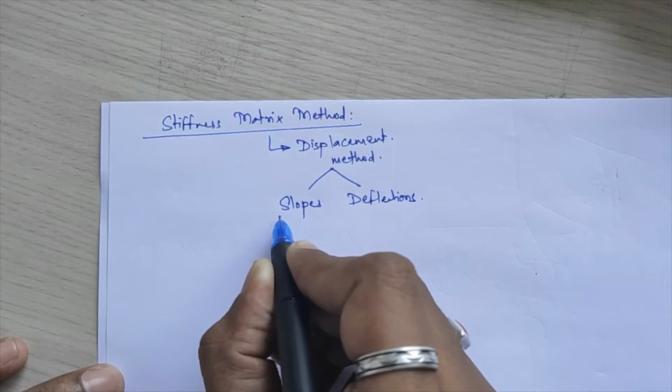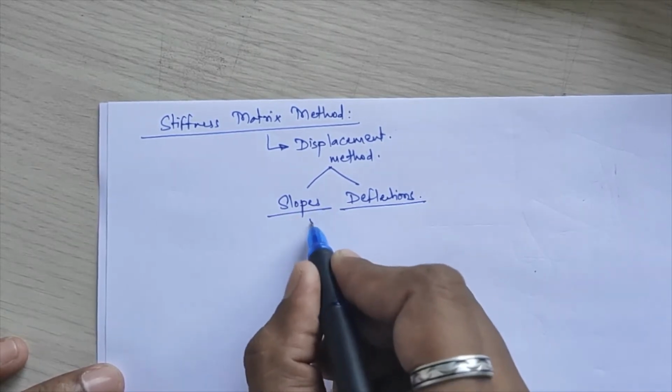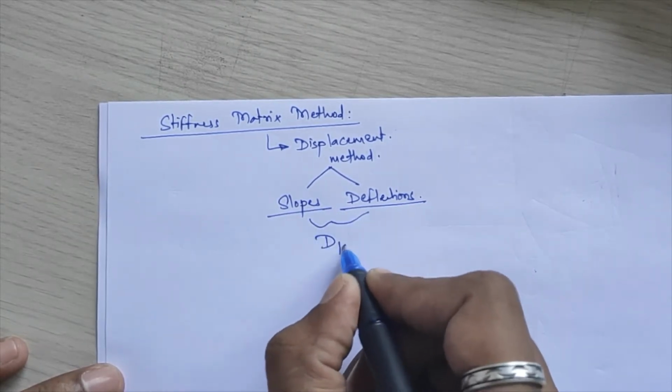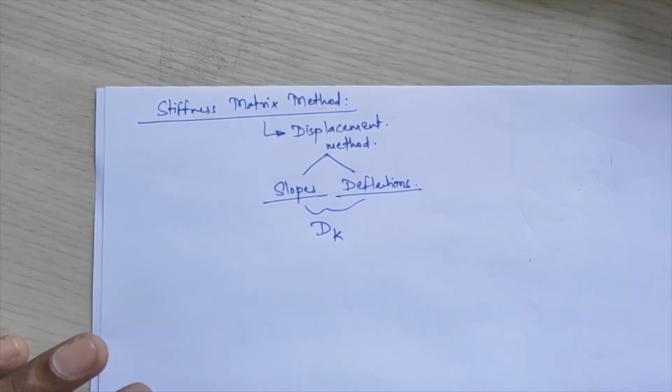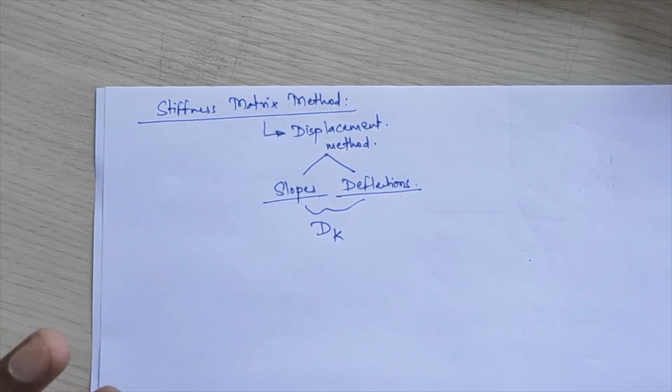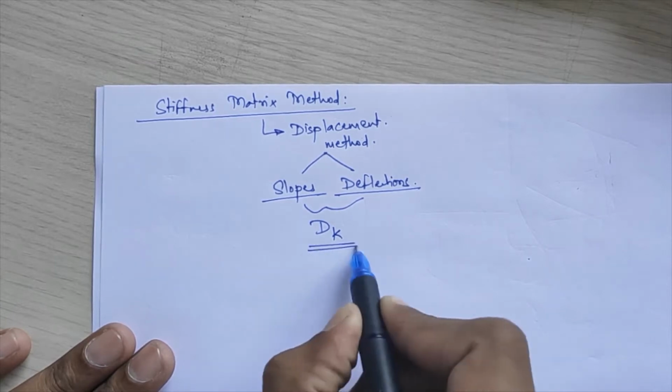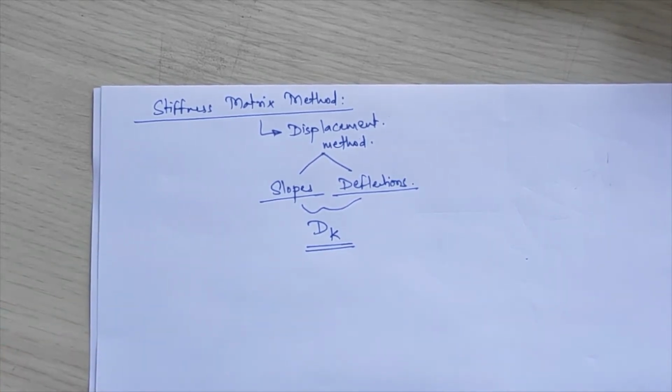So the basic aim will be what? You have to calculate the DKI, that is the kinematic indeterminacy, in your numericals first, for whatever structure is provided to you. If you want to solve it by the stiffness matrix method, the first initial step will be to calculate the DKI value.